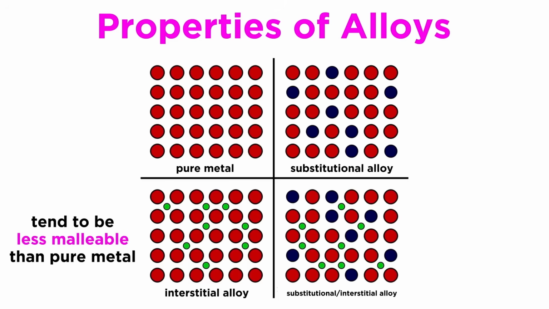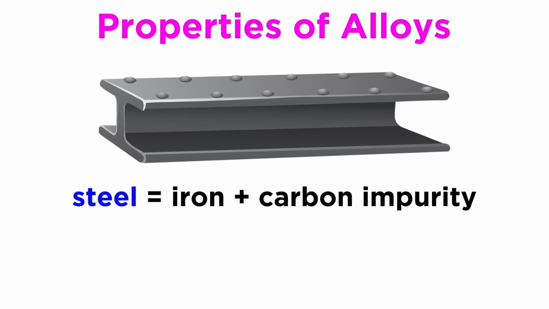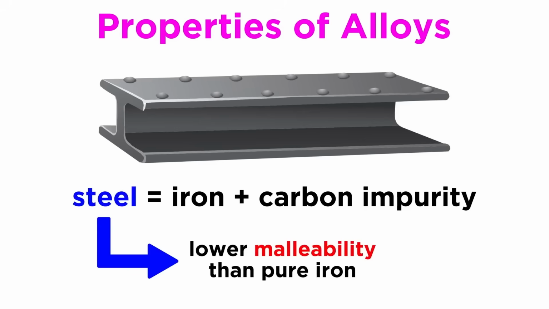For example, interstitial alloys tend to be less malleable than their pure metal counterparts. Consider steel, which is iron with a carbon impurity. Even though carbon is a nonmetal, it can behave like a metal to form an alloy with iron. This impurity makes it more difficult for the metal to deform, and thus steel has a much lower malleability than pure iron. This is what makes it such an amazing material for construction. It has a remarkable resistance to compression.